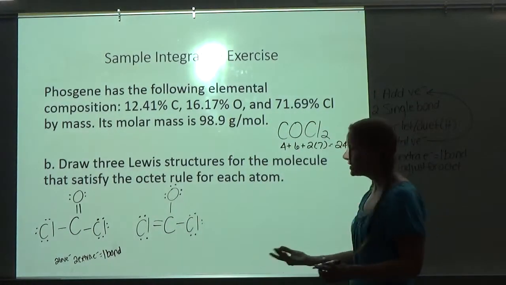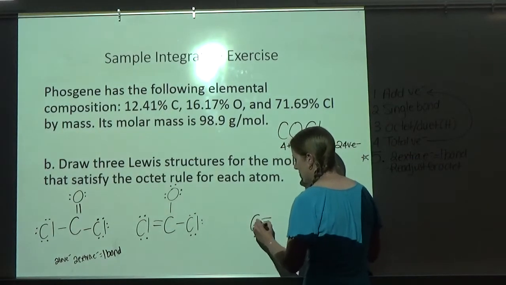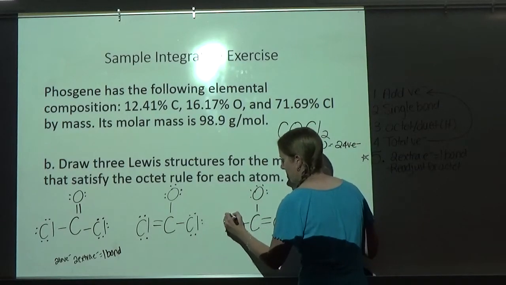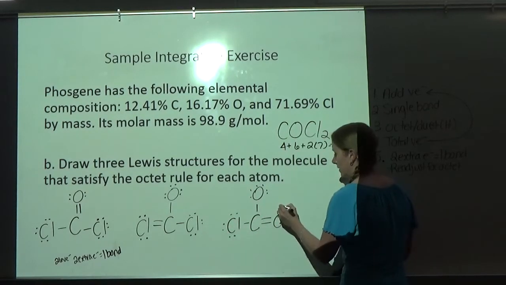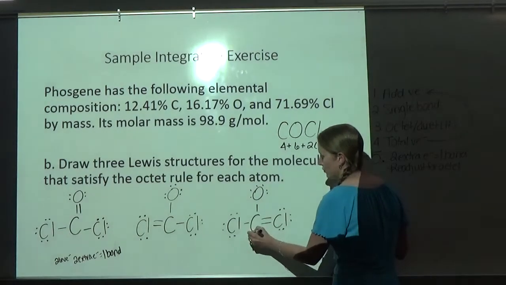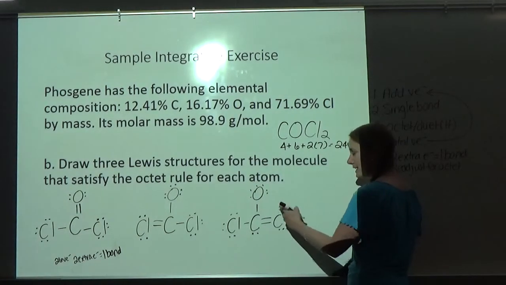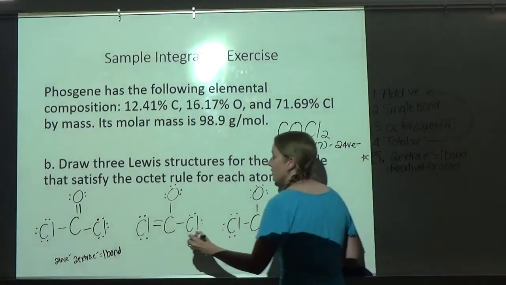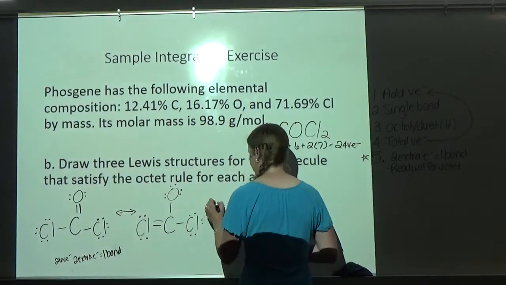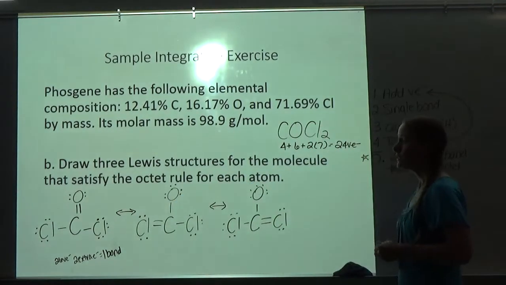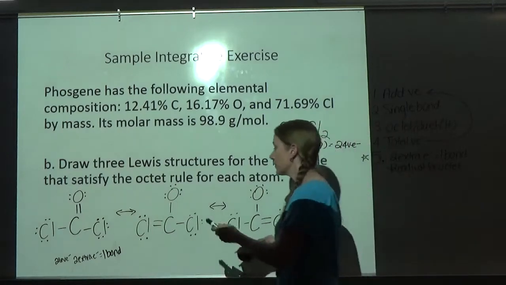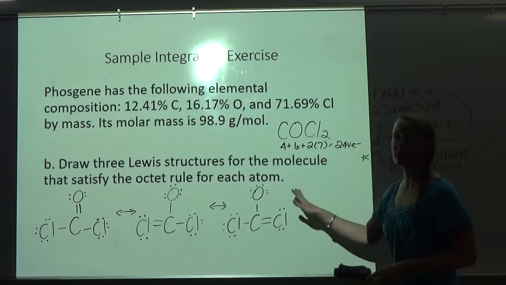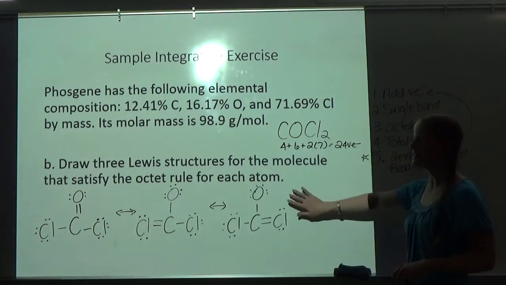Or, of course, I could put it to the other Cl. So in that case, it would look a little bit like this. So once I choose to put it here, I would readjust 2, 4, 6, 8, 10, so readjust to 8. 2, 4, 6, 8, 10, so readjust to 8. So these would be my 3 resonance structures. So for one, I could have a double bond to oxygen, and for the other 2, I could have double bonds to chlorine. All right, I'm going to leave this up because I know the next question deals with these.